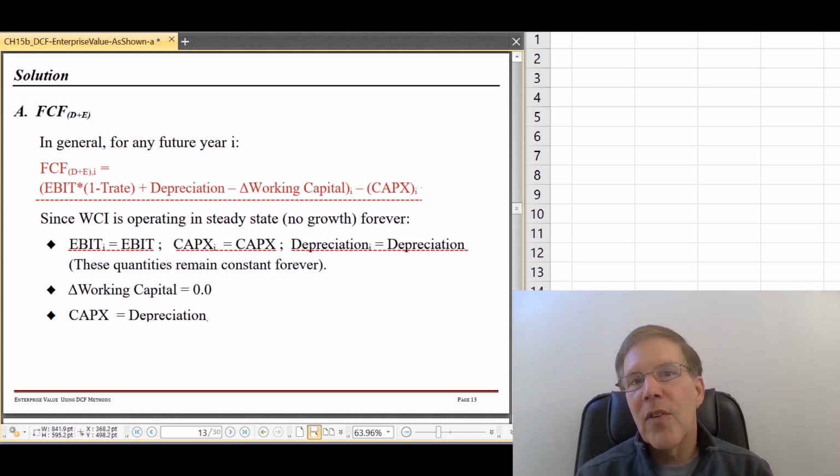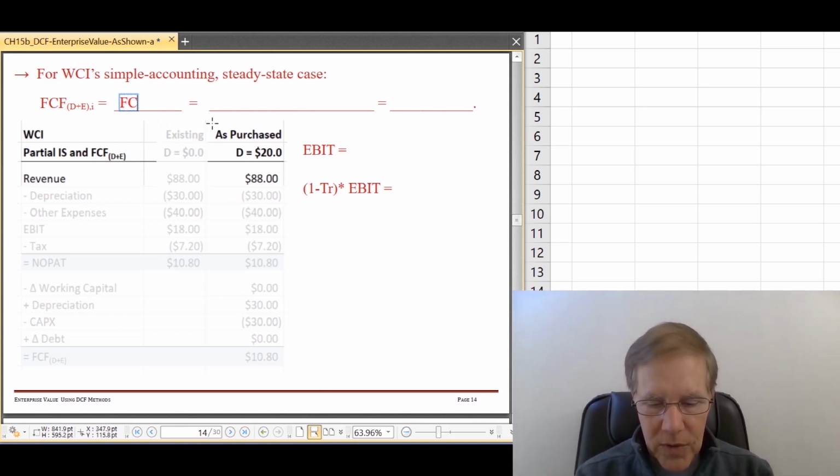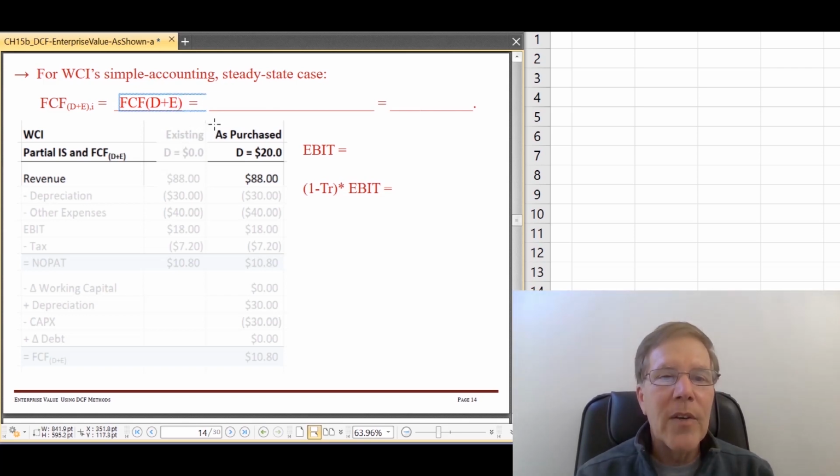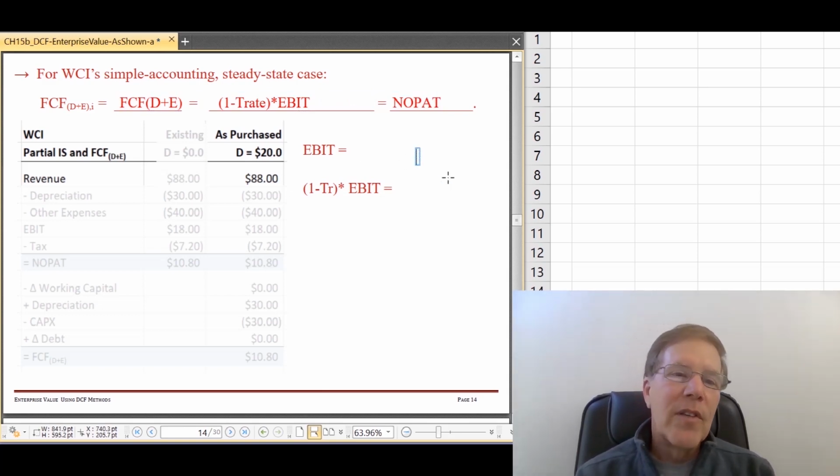So we do this restructuring of 20 million loan at t equals 0, and that's it for the rest of time until hell freezes over, right? Okay, so for WCI's simple accounting steady state case, FCF to D plus E plus I is just equal to FCF to D plus E with no I, right? And that's equal to 1 minus the tax rate times EBIT. And that's what, remember, everybody in finance calls NOPAT, or net operating profit after tax.